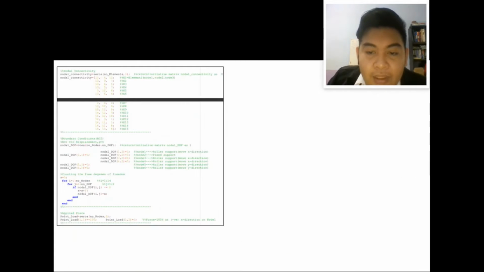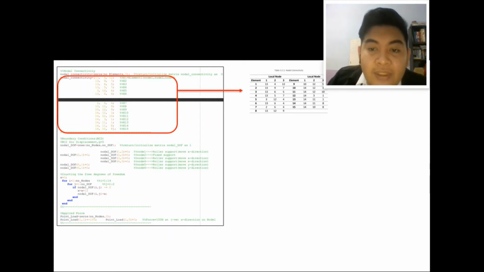Then we need to declare the nodal connectivity for each element that we have set in our case, which is like this. In the first element, the first local node is node 13, while for the second and third local nodes, we will be using node 4 and node 12.